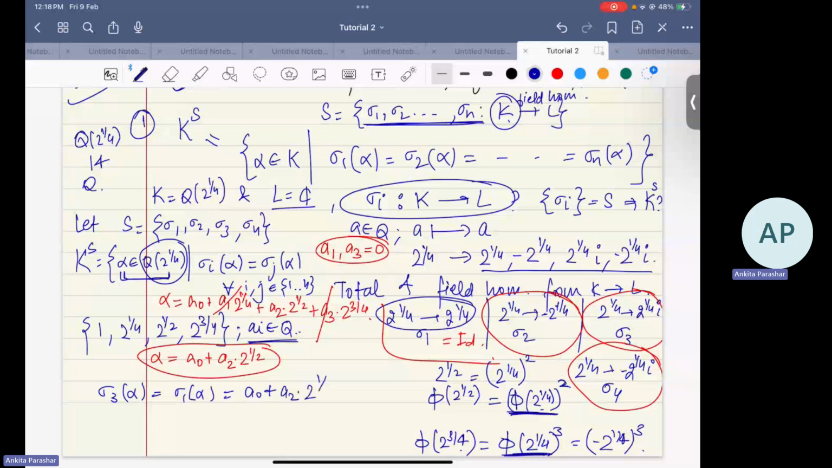We want all automorphisms which fix Q, so the Galois group is actually sigma 1, sigma 2, sigma 3, sigma 4. But as a group, its order is 4. What can we say about this group? Can you identify this group of order 4?